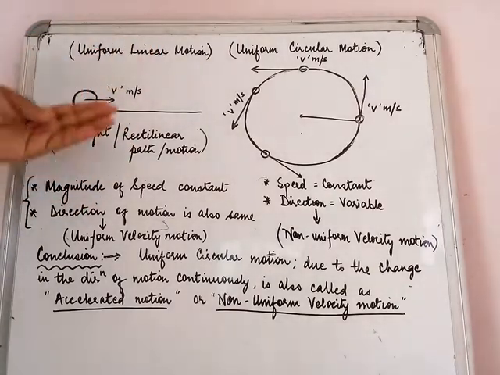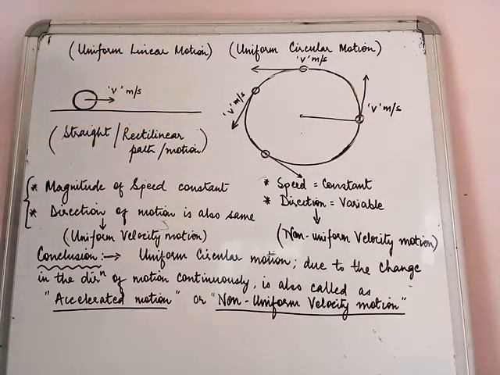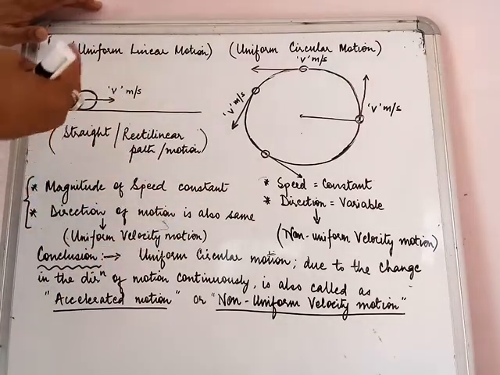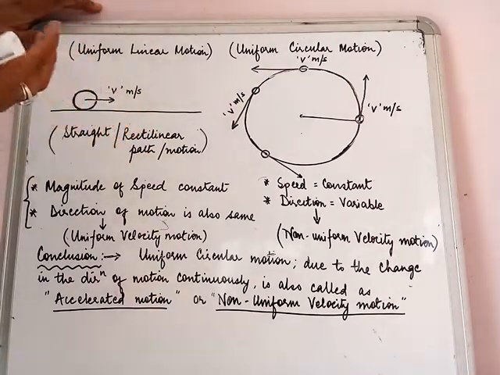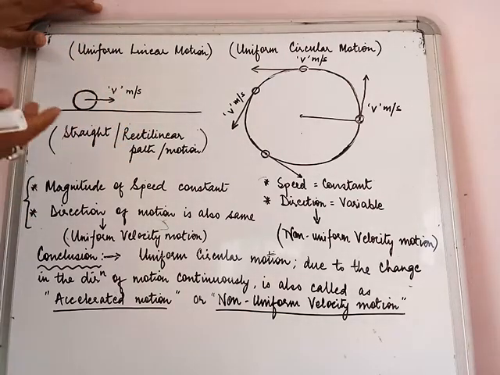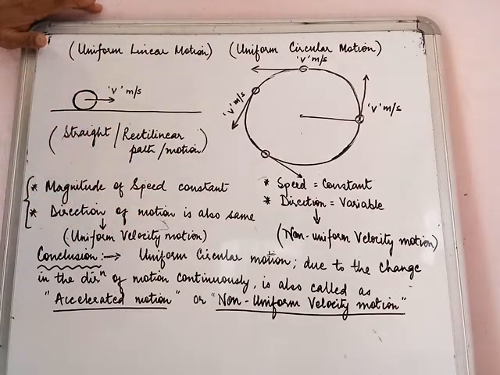As the word suggests, linear motion is rectilinear motion or motion in a straight line. So here I have taken a particular example where there is a ball which is moving at a speed of v meter per second. We already know the difference between speed and velocity. Speed is a scalar quantity, so it will only have magnitude, the value, whereas velocity also has direction as one of its criteria.